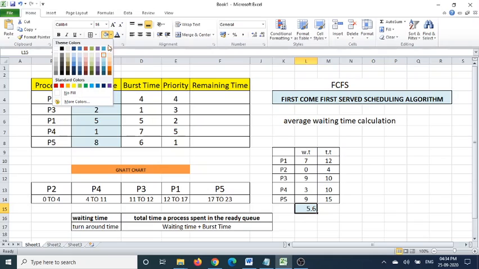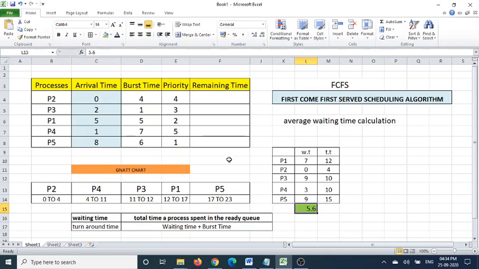Okay, so basically this is what we are calculating. So this is FCFS. FCFS is characterized by its non-preemptive nature, and if there is a tie in arrival time, we can use priority to break the tie, or we can use burst time to break the tie. We can go with the smallest burst time having more priority if there is a tie. So that's it. This is FCFS, first come first served scheduling algorithm.